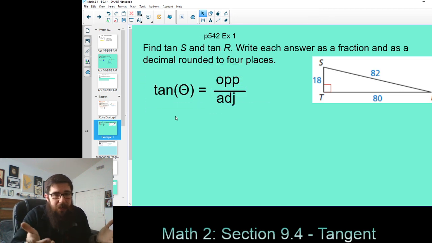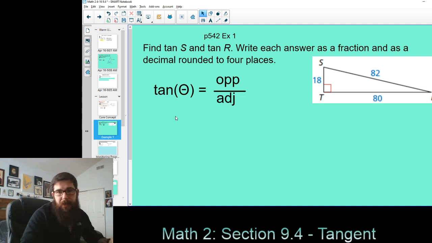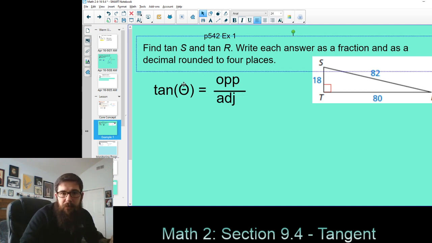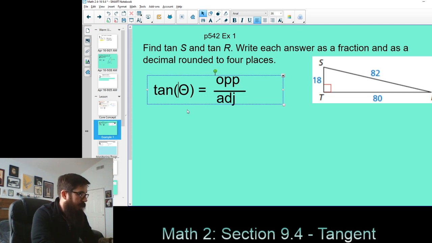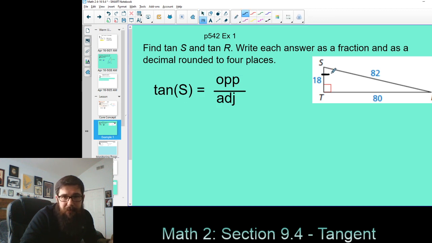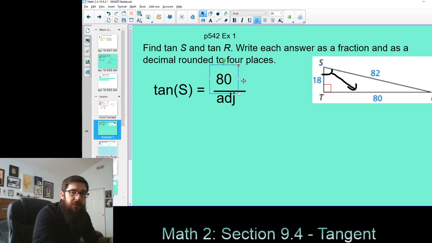Tangent of some angle is always the opposite side divided by the adjacent. If I'm starting with tangent of S, I'm going to change theta to S. That's my angle that we're talking about here. From angle S, which in this case is that top left angle, the side opposite from that, that doesn't touch it at all, is 80. So I'm going to replace opposite right here with 80.